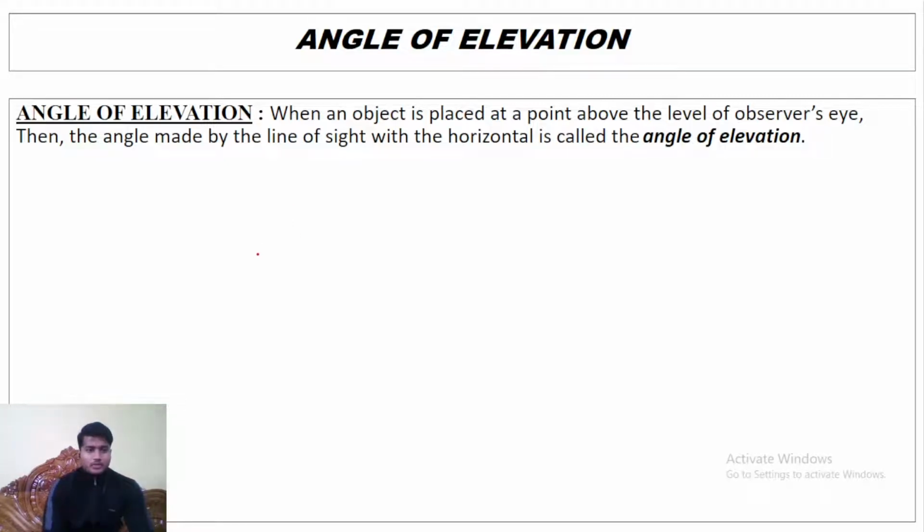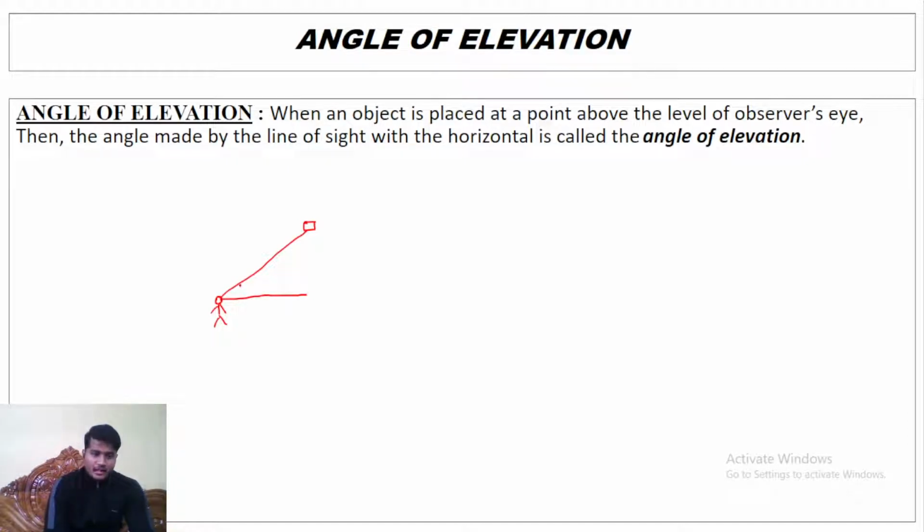Hello everyone, today we will learn the concept of angle of elevation. When we observe any object which is placed above the level of our eye, suppose here we have an object and this object is placed above the level of our eye. So, when such a situation arises, at that time the line of sight makes an angle with the horizontal.